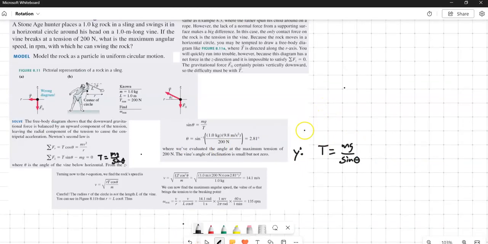The x direction force diagram over here gives you negative T cosine theta equals negative m v squared over r. If you take out that negative from both sides, multiplying through by negatives, you get this as the interpretation for the x direction. Let me get rid of that little dash there.